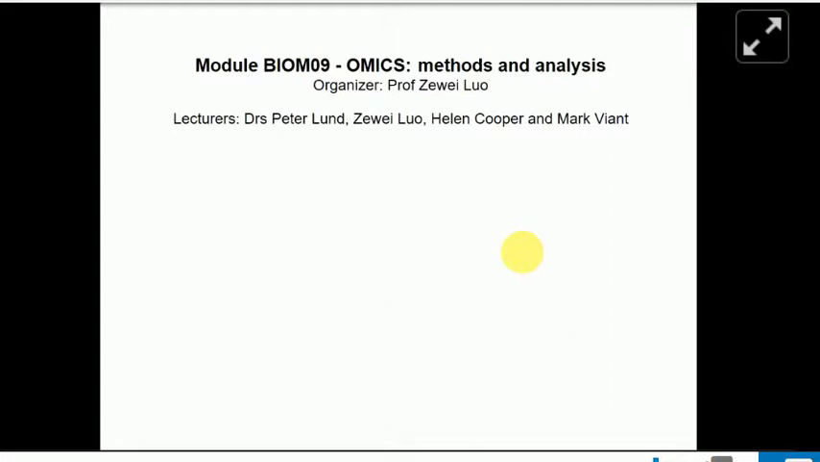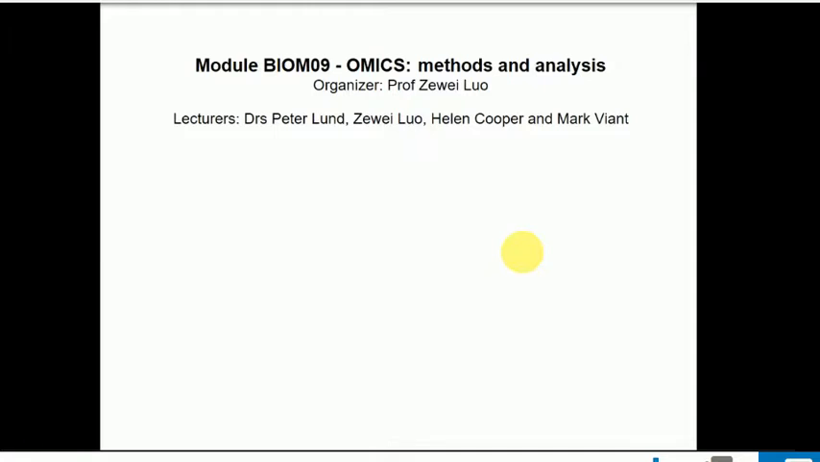Different module. This module is on omics, methods and analysis. So in this module, we're going to be covering sequencing, transcriptomics, so that's looking at RNA, proteomics, that's looking at proteins, metabolomics, looking at the metabolome. And there's going to be four of us presenting this work to you. There's myself, there's Professor Luo, who'll cover RNA sequence analysis, Professor Cooper, who'll cover proteomics, and Professor Viant, who will cover metabolomics.